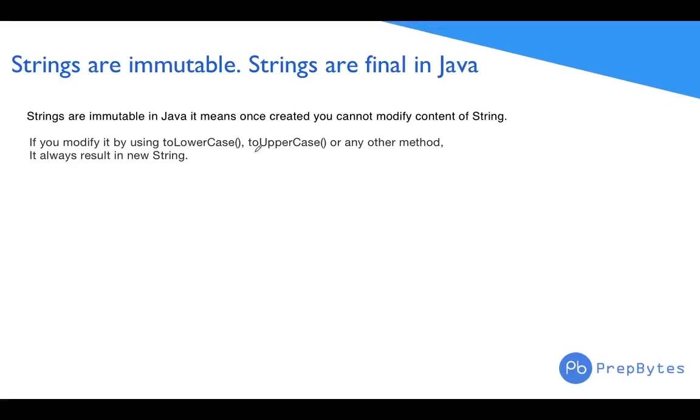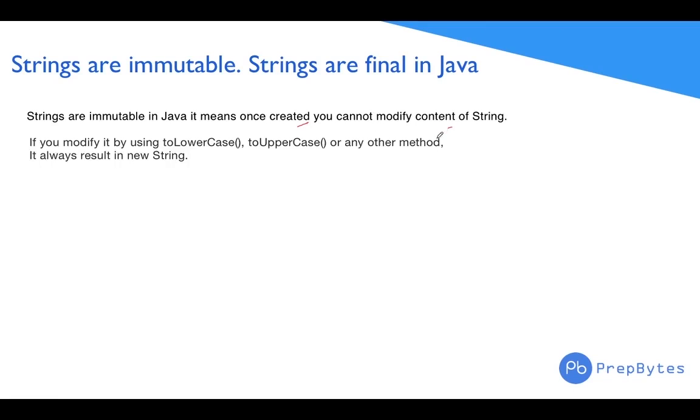Now let's talk about a very important thing about strings. Strings are final in Java and hence are immutable. If we make any variable final, what does that mean? It means that we cannot change the content of that particular variable in our code. So if I'm saying strings are immutable, it means that once created, you cannot modify the content of a string.